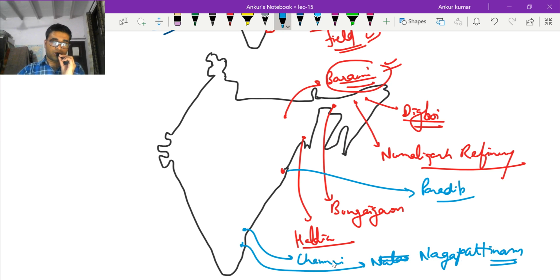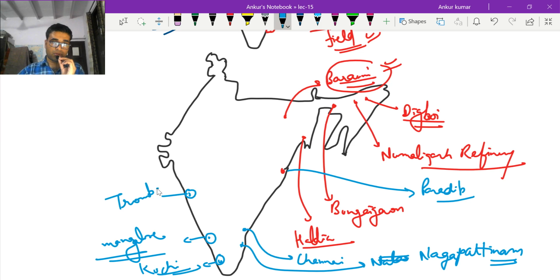right. Here you have refinery at Kochi, here you have refinery at Mangalore. This is Mangalore refinery, यहाँ पर कोची refinery है, right. Then you have one at Trombay, here is Trombay. Okay, south of Trombay you have the Ratnagiri, right. These all are the refineries basically, right, major oil refineries of India.